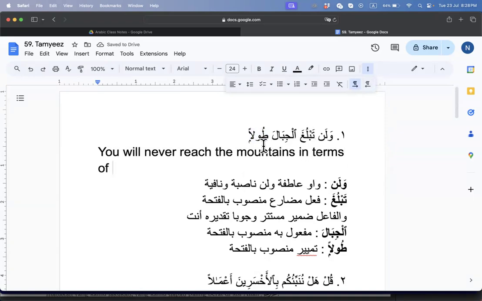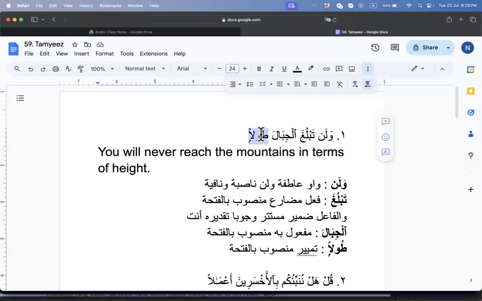This one, Tulan, in terms of what? Tawila is panjang, longer, also tall. So in terms of height, basically. Yes, okay. You will never reach the mountains in terms of height. Other than Mount Everest or what? This one you don't know, right?